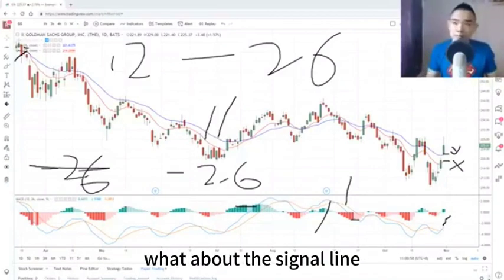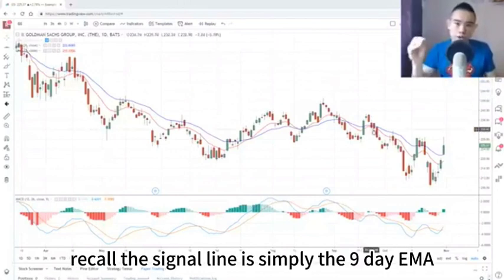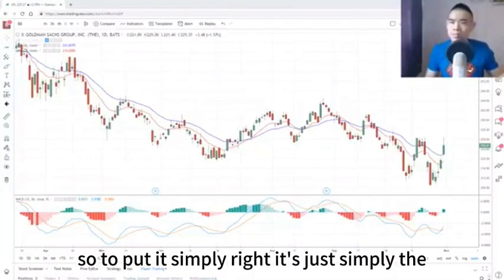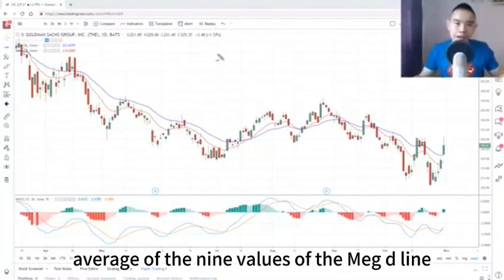What about the signal line? Well, signal line is quite straightforward. Recall, the signal line is simply the 9-day EMA of the MACD line. So to put it simply, it's just simply the average of the 9 values of the MACD line.